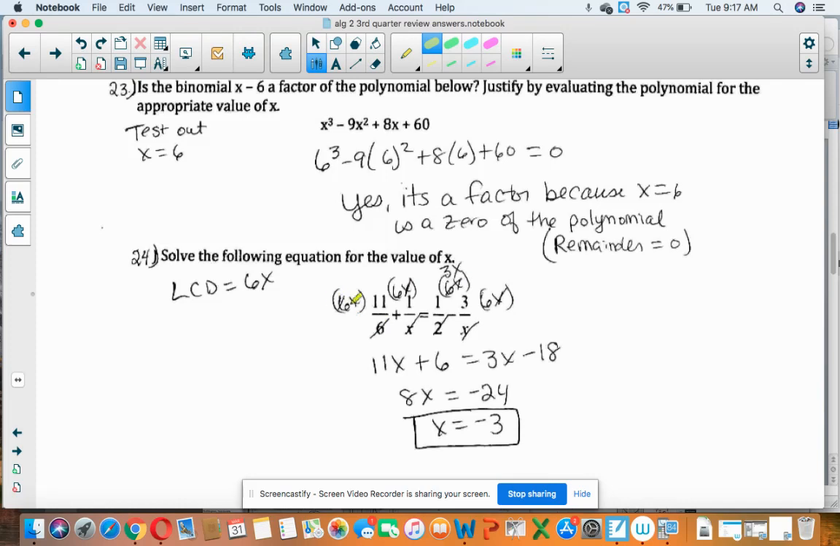The 6's cancel, and I'm left with 11 times x, which is 11x. The x cancels with the x, and I'm left with 6 times 1, which is 6. The 2 goes into 6x 3x times. 1 times 3x is 3x. The x cancels with the x, and 3 times 6 is negative 18. Now it's just a regular equation to solve. I subtract 3x, and I get 8x. And I subtract 6, and I get negative 24. And I divide by 8, and x is negative 3.